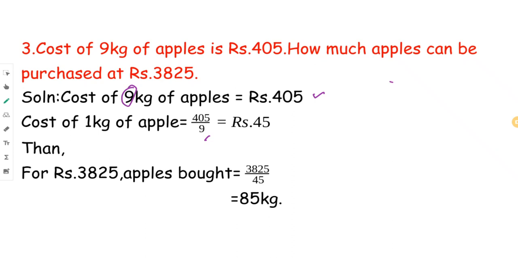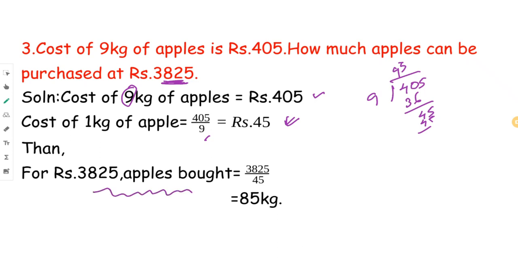So this 9 will go down to the denominator. Clear? If I find 405 divided by 9, 9 4s are 36, then here I'll have a 45, 9 5s are 45, which means the cost of 1 kg of apple is rupees 45, right? Now in order to find the total number of kg of apples that can be bought, I just have to divide 3,825 by 45. So for rupees 3,825, the apples bought equals, like I said, we just have to divide. Clear? So 3,825 divided by 45. Let's divide now.